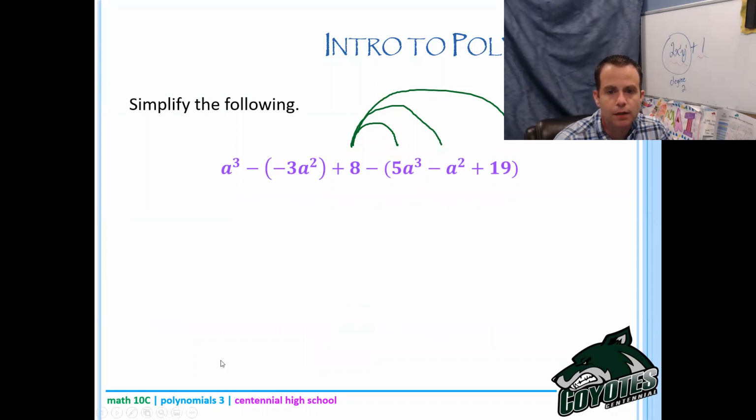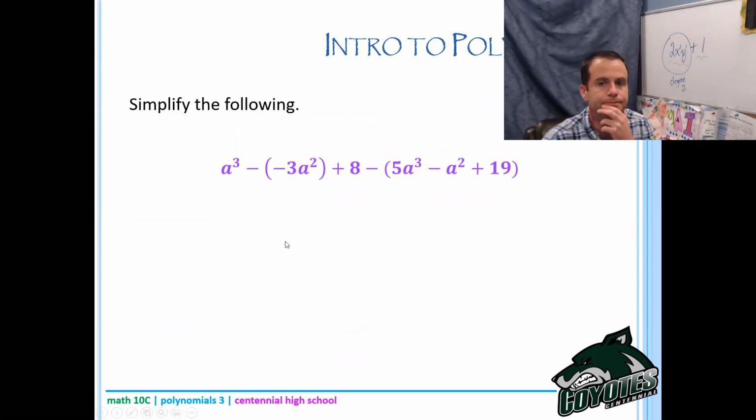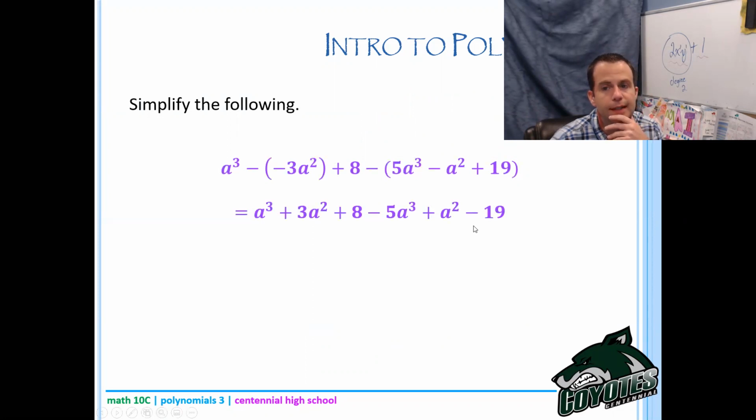Okay, try this guy. So again, we want to get rid of the brackets first. So I would write this as a cubed plus 3a squared plus 8 minus 5a cubed plus a squared, because I had a negative, and minus 19. Now I can go ahead and combine like terms. My a cubed and my negative 5a cubed would be negative 4a cubed. My 3a squared and my a squared would give me 4a squared. And my 8 minus 19 would give me the negative 11.